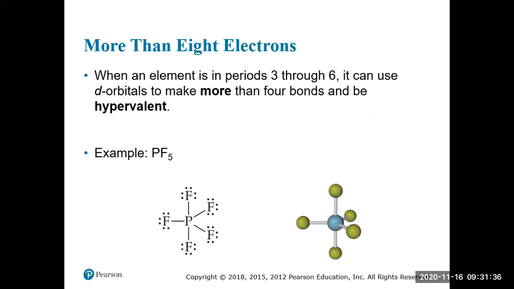There's also examples of having more than 8 electrons. So when we look at periods 3 through 6, we can use d orbitals. And when we have d orbitals, then we can have something called hypervalent. And hypervalent just means more than 4. So in this case, for PF5, we have 5 fluorines that attach to the phosphorus.